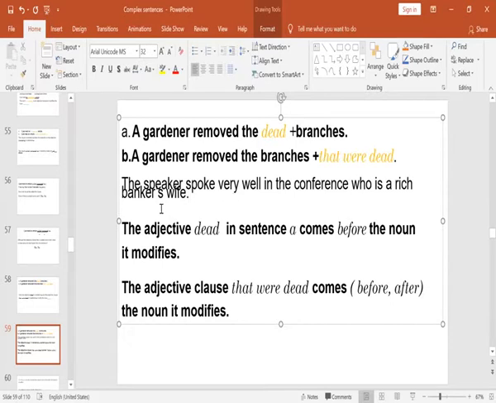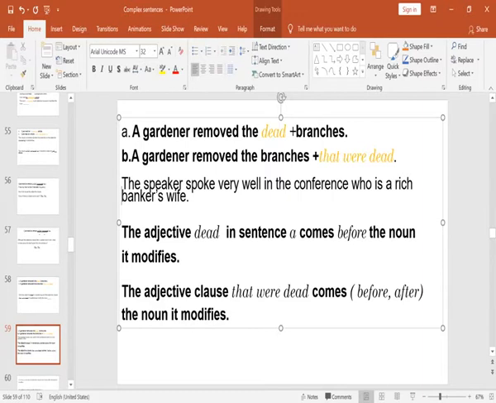When you casually read this sentence, you don't really find any error because we always use our common sense, our logic, and we try to assume the meaning. But you have to find out the positioning and whether it is compound or complex, whatever it gives. The speaker spoke very well in the conference, who is a rich banker's wife. So with our common sense, we can make out who is a rich banker's wife.